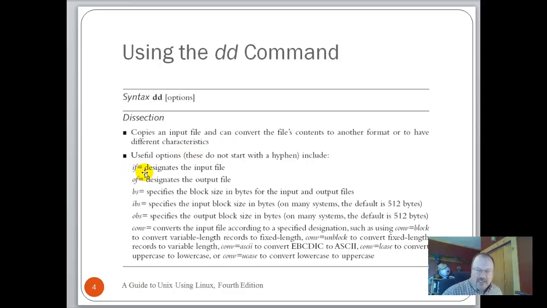In this command, if designates the input file, so if is input. of designates the output file. bs specifies the block size in bytes. You have ibs, you have obs, but you have conv for convert. So conv can convert the text to uppercase or lowercase or whatever.